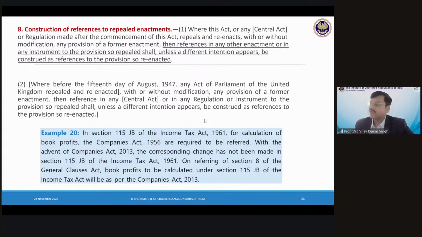So this, I believe, concludes our session today. And I am open to questions. One or two questions I will take before we close the session today. Any questions or any clarifications till this point? We will continue with this session on Wednesday, and we will complete the General Clauses Act.